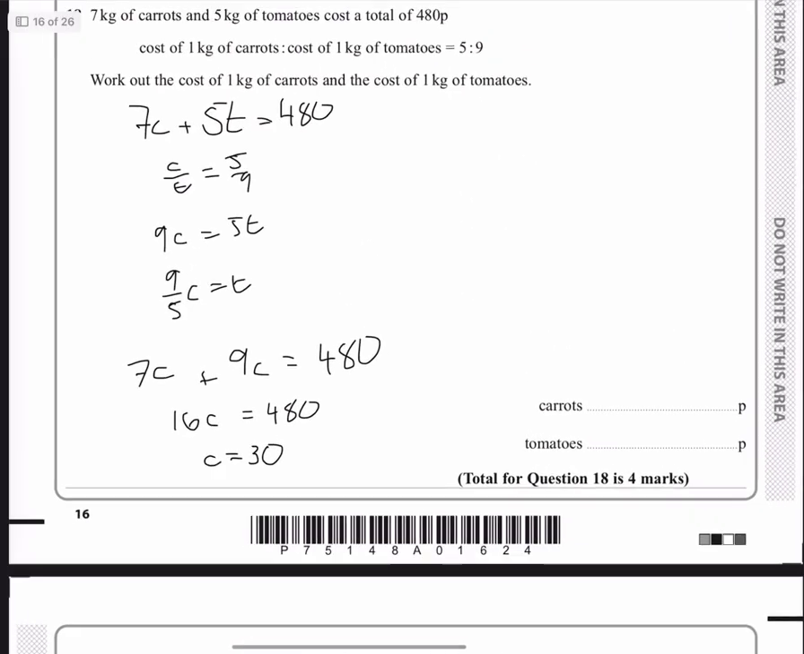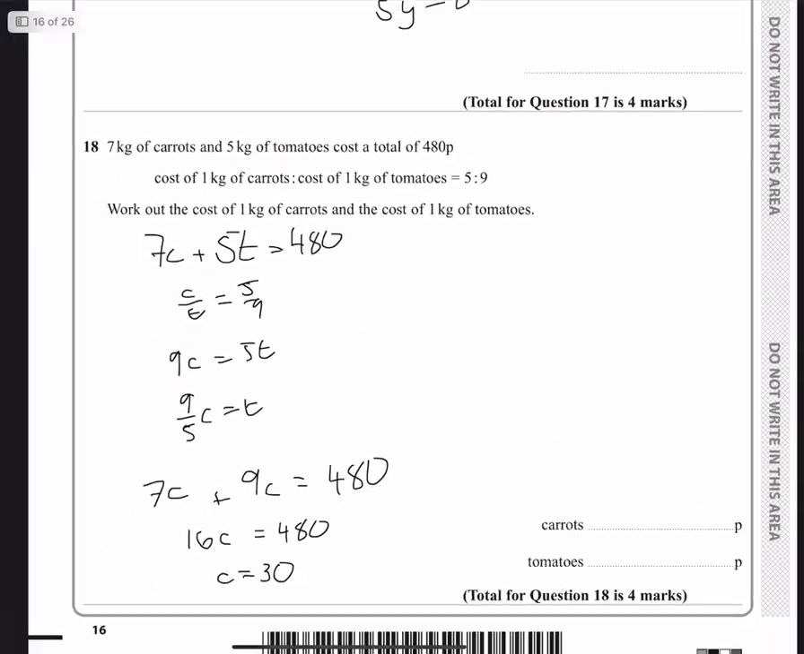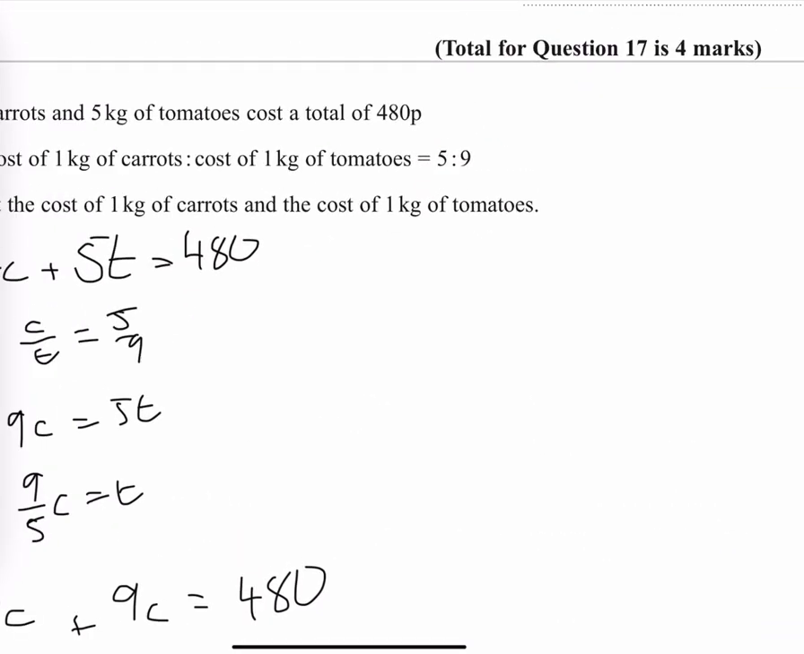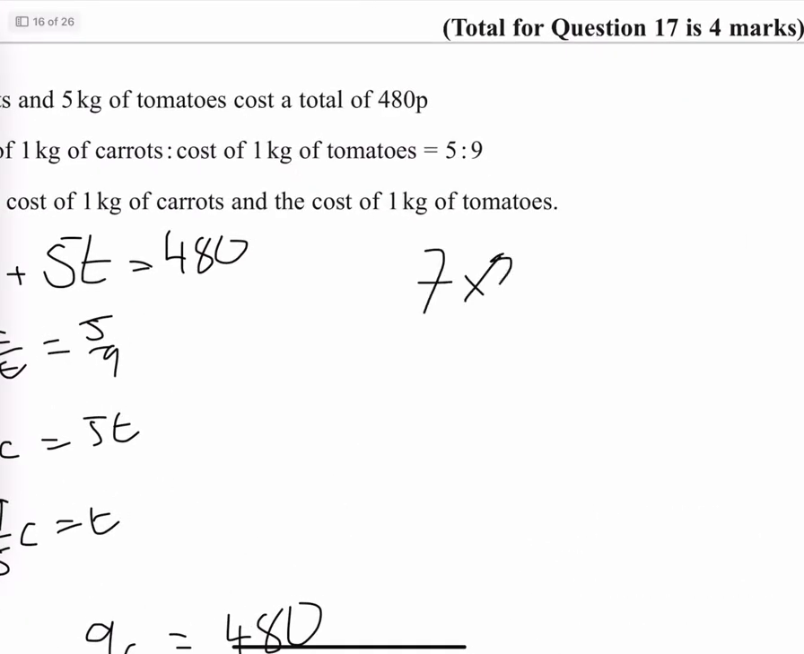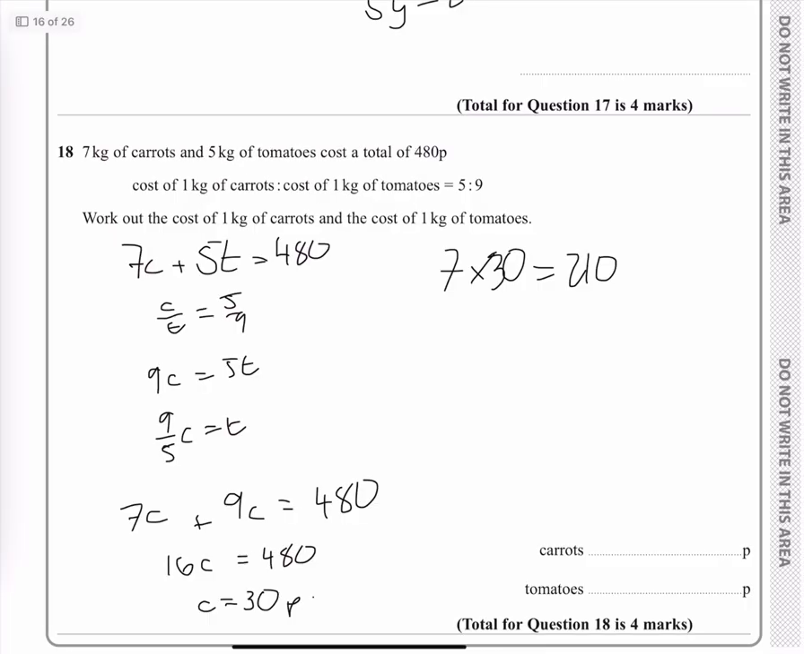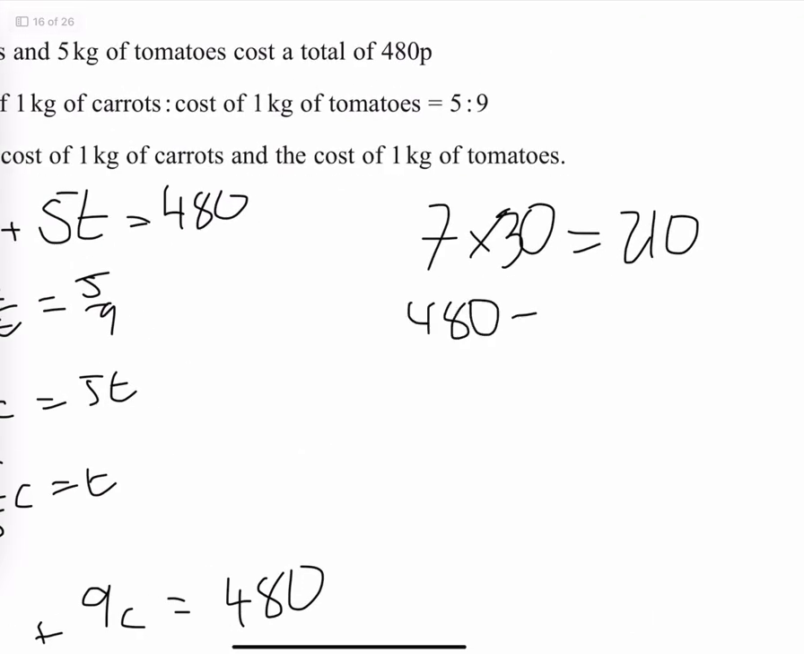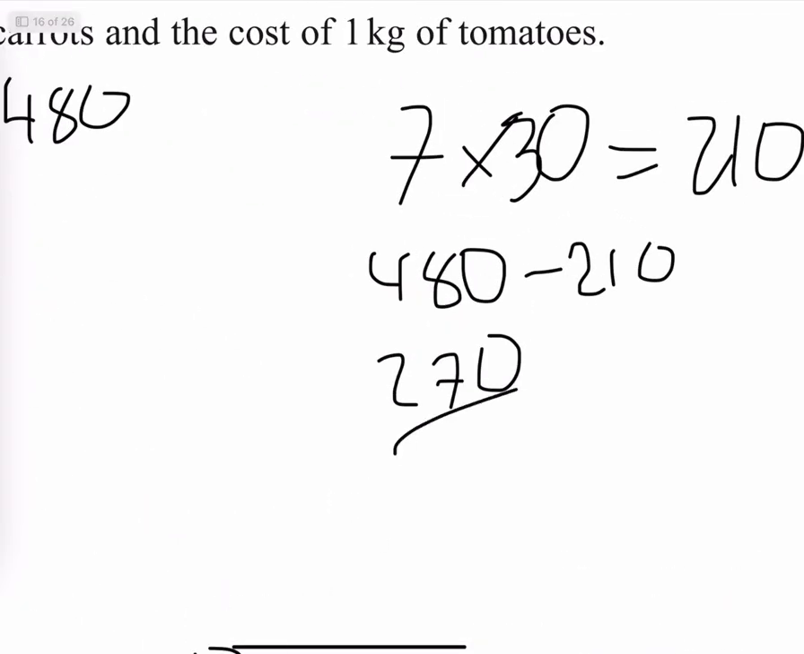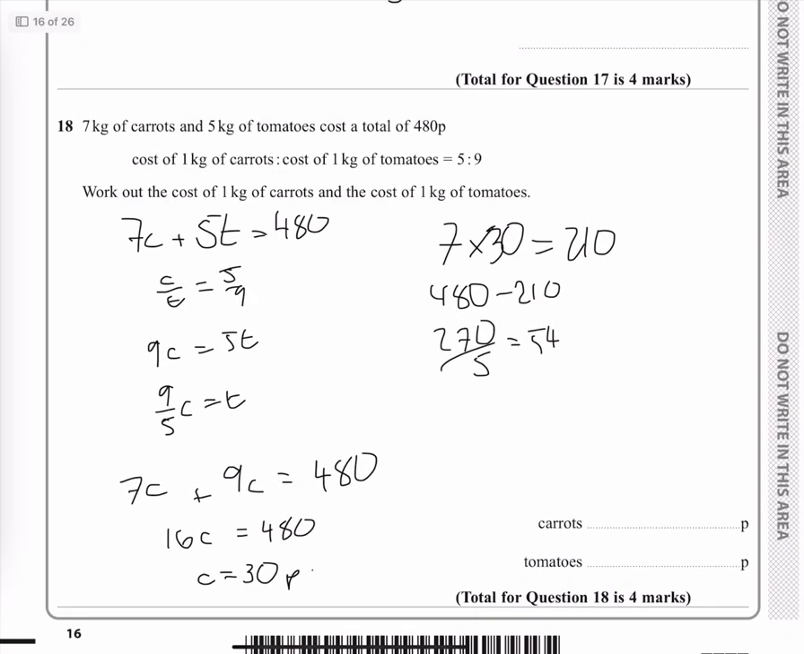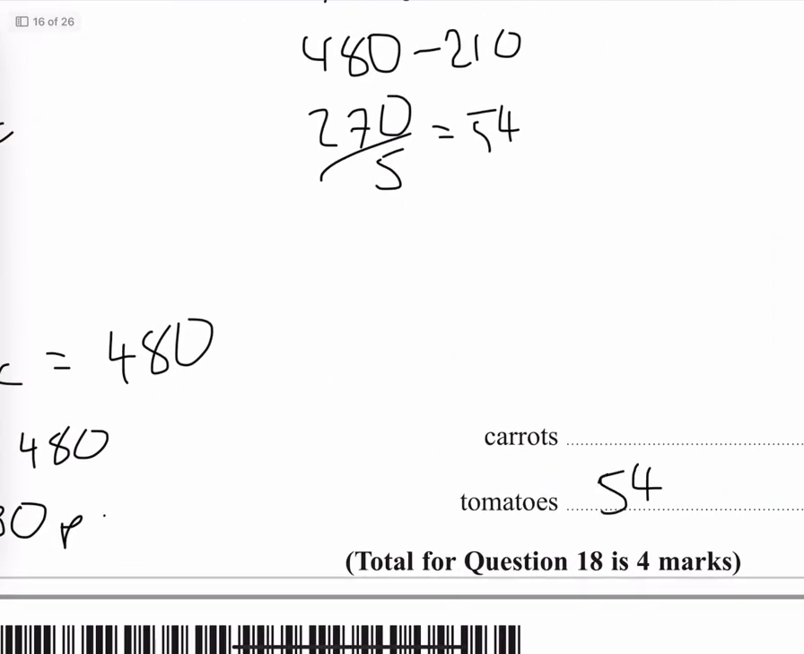If c equals 30, well, that's 30p. That means that's 7 times 30 equals 210 on the carrots. So that's 480 minus 210 would give me 270 for the tomatoes, of which we bought how many? 5 kilograms, which would give us 54. Yes? So tomatoes is 54 and carrots is 30.